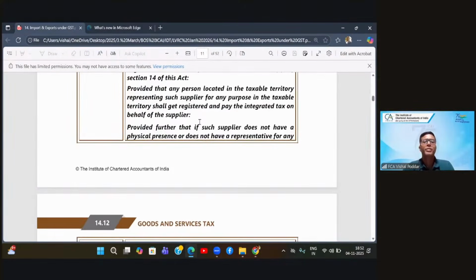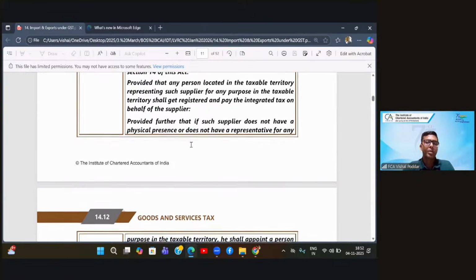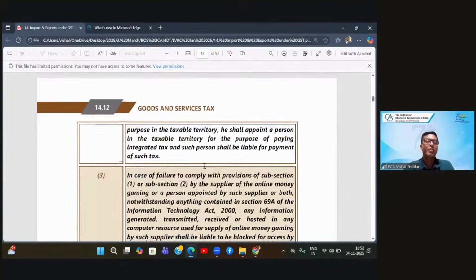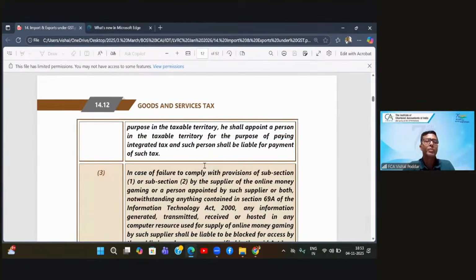Provided further that if such supplier does not have a physical presence or does not have a representative, he shall appoint a person in the taxable territory for the purpose of paying the tax, and such person shall be liable. Now, until and unless this supplier appoints someone, the supplier will not be allowed to operate in India.